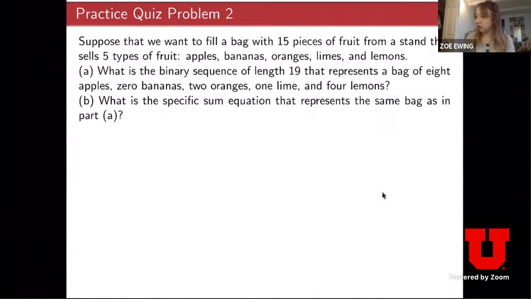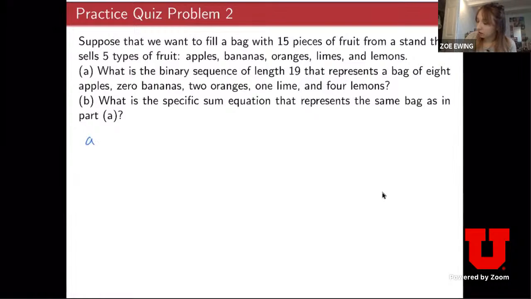So we've got a bag problem, and we have 5 types of fruit, and we want to fill the bag with 15 pieces. The first question asks, what is the binary sequence of length 19 that represents a bag with specifically 8 apples, 0 bananas, 2 oranges, 1 lime, and 4 lemons?